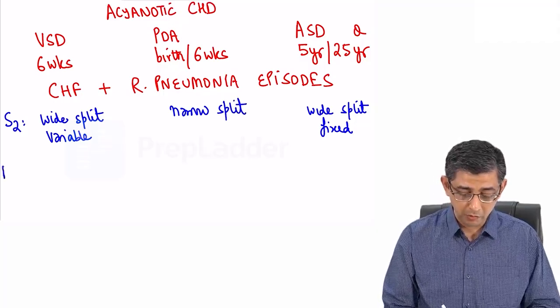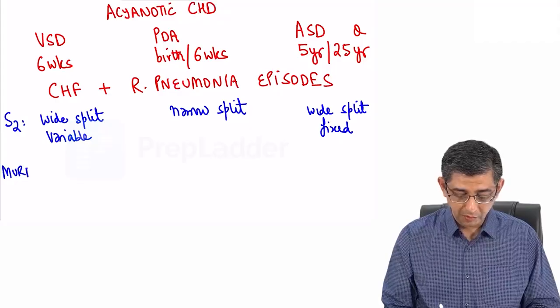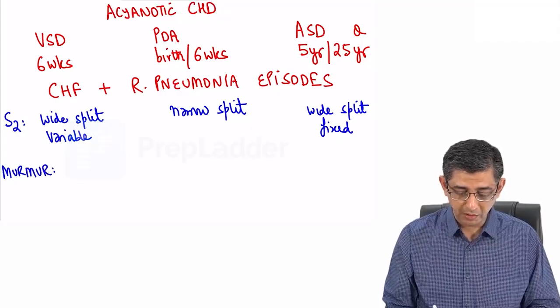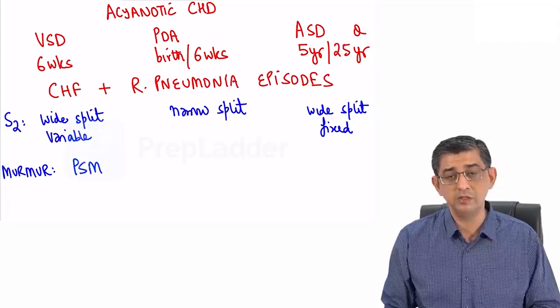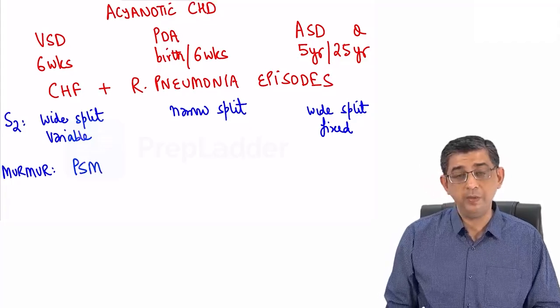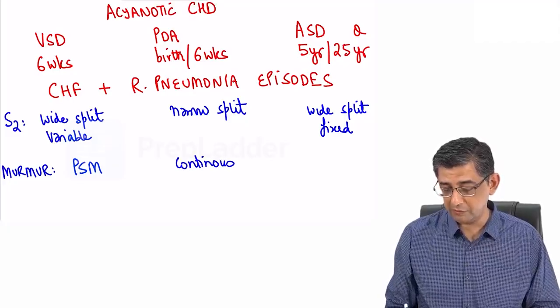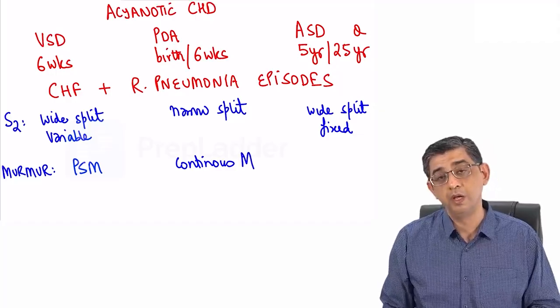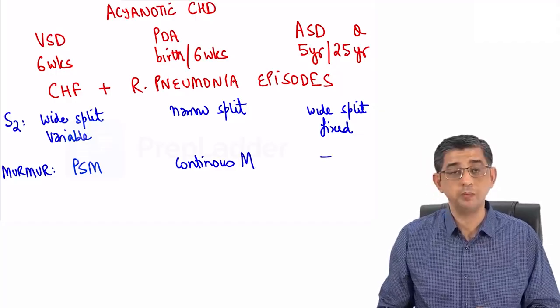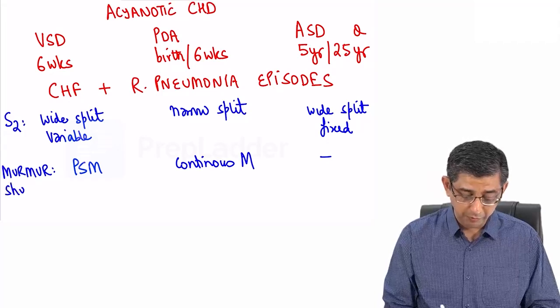Then the murmur will also do the trick in this case. When you look at VSD, the blood is leaking from the left ventricle to the right ventricle, so pansystolic murmur. In patent ductus arteriosus, the murmur can be so loud that it will drown the noise of everything else. That would be a continuous murmur. In ASD, there is no shunt murmur. There can definitely be flow murmur.